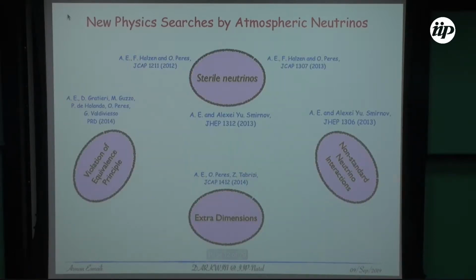There are several new physics scenarios that you can look for with atmospheric neutrinos, like sterile neutrinos, non-standard neutrino interaction, violation of equivalence principle, extra dimensions, neutrino decoherence, neutrino decay. All of these have been done by people. I'm going to talk a little about the sterile neutrino, a little about the non-standard neutrino interaction, and then at the end of the talk, I'm going to tell you some stories about what is happening recently in the field, where people are mixing these two together to escape some of the bounds, and I will comment on that.